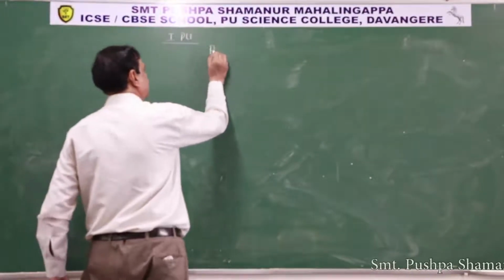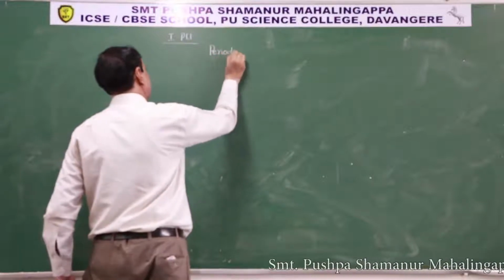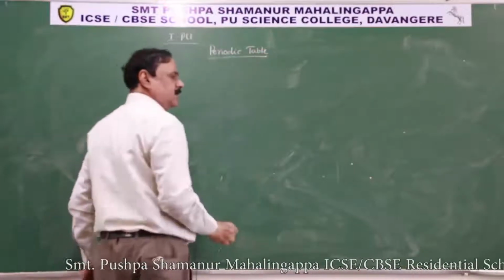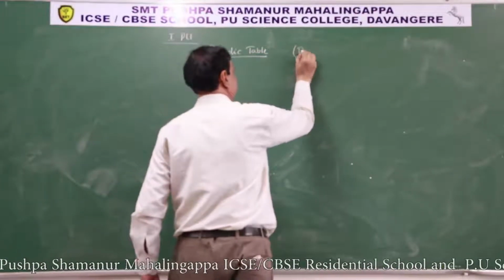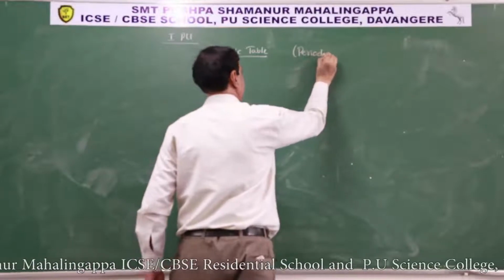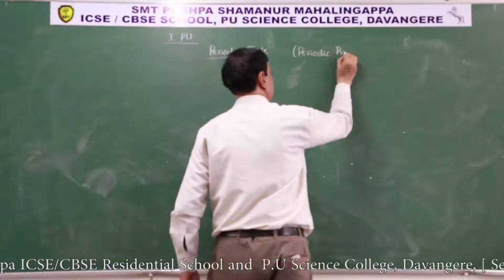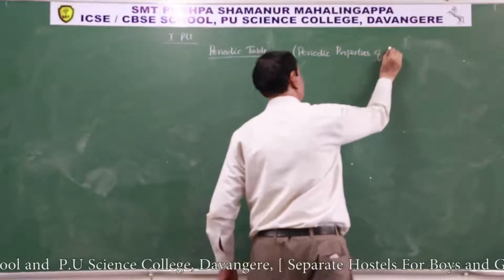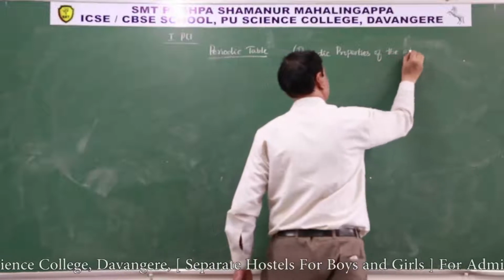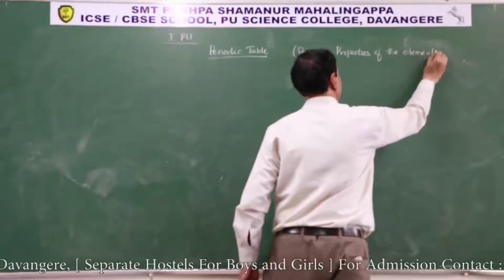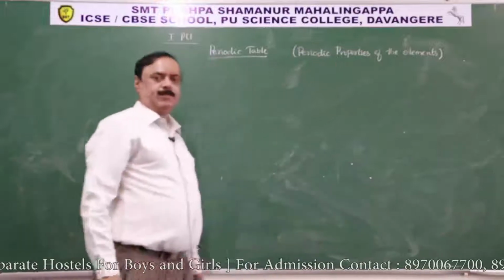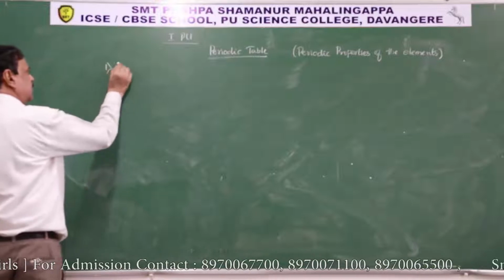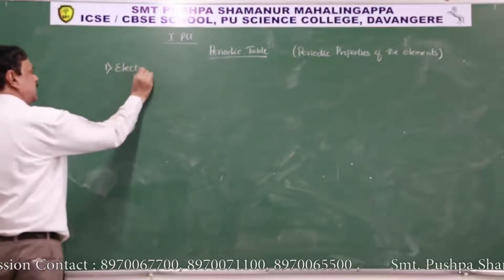Next topic is the periodic table: periodic properties of the elements. In the last class we discussed a very important concept, that is electronegativity.